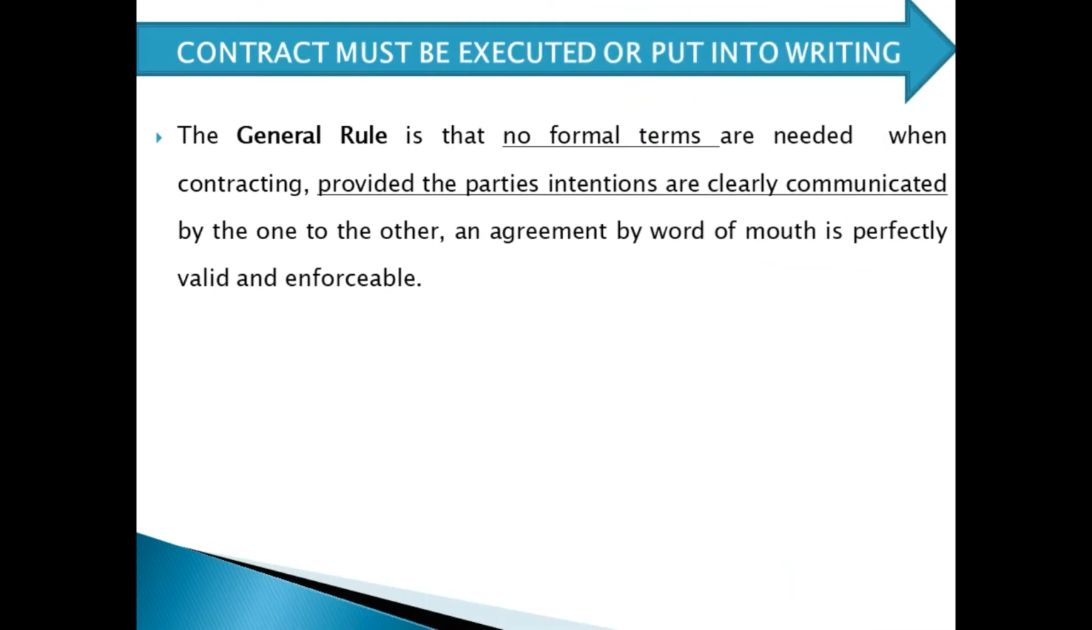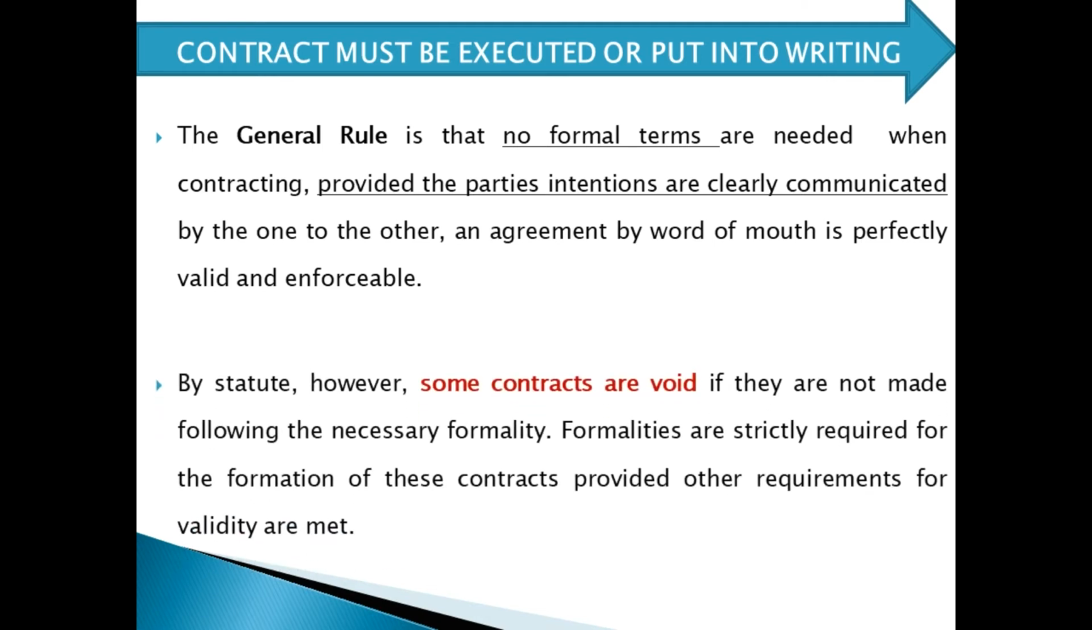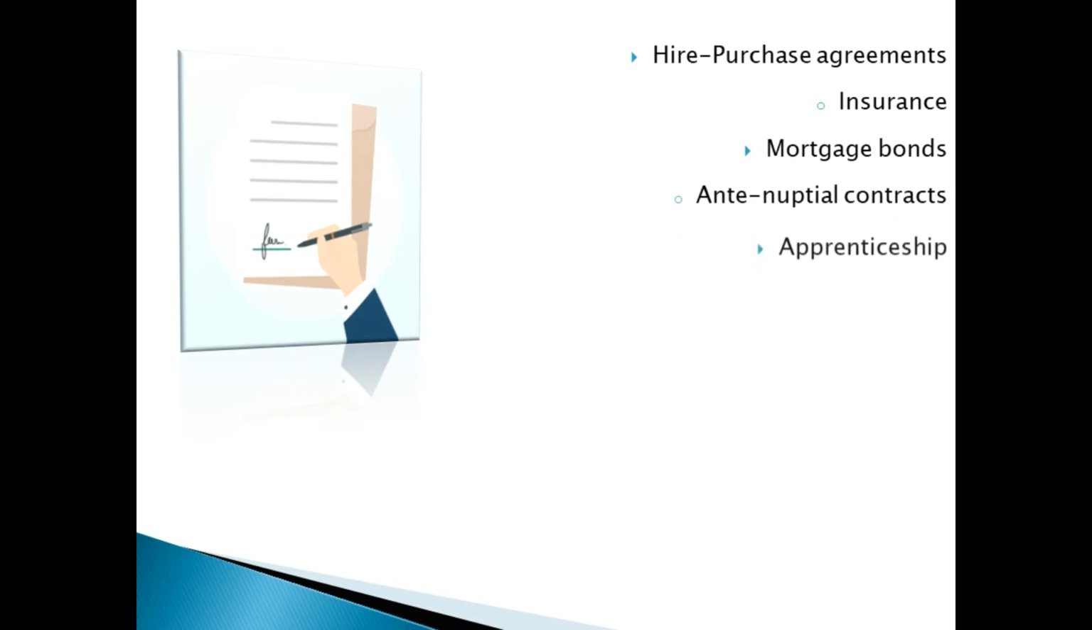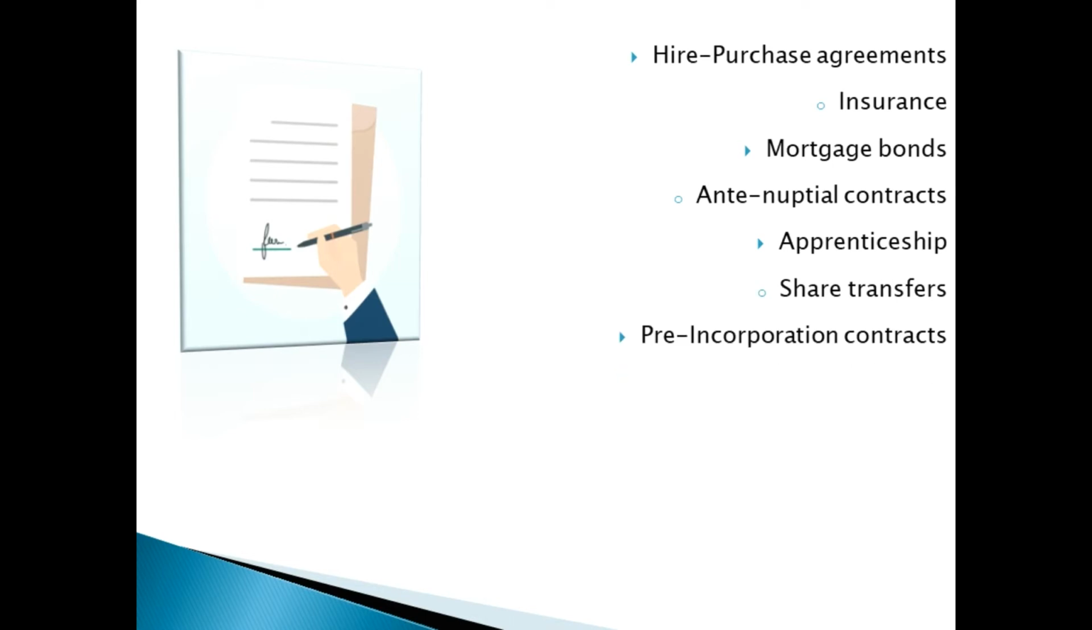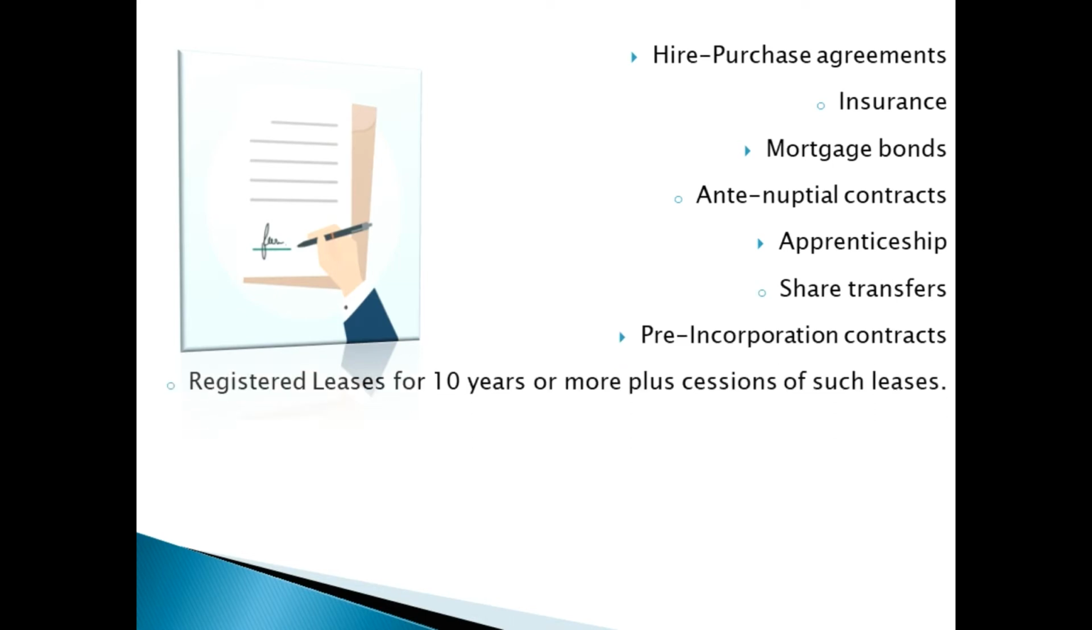Next, the contract must be executed or put into writing. The general rule is that no formal terms are needed when contracting, provided the parties' intentions are clearly communicated by the one to the other. An agreement by word of mouth is perfectly valid and enforceable. But by statute, however, some contracts are void if they are not made following the necessary formalities. Formalities are strictly required for the formation of these contracts, provided other requirements for validity are met. These contracts include hire purchase agreements, insurance, mortgage bonds, anti-nuptial contracts, apprenticeship, share transfers, pre-incorporation contracts, registered leases for 10 years or more.